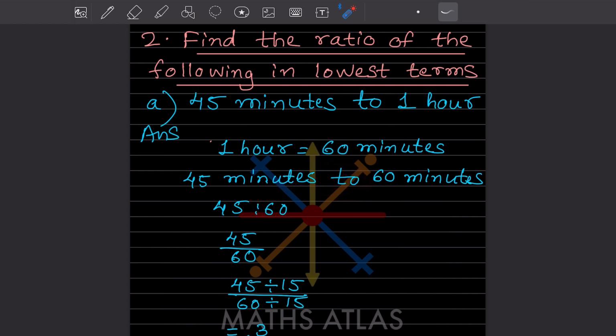And then what are you going to do? This step is important, instead of writing directly. So this is 45 by 60. Hope you got this one. So first you are going to put the ratio, and that is 45 by 60.